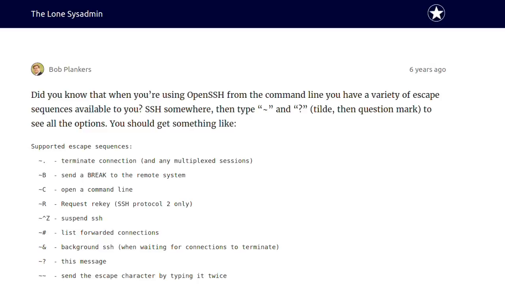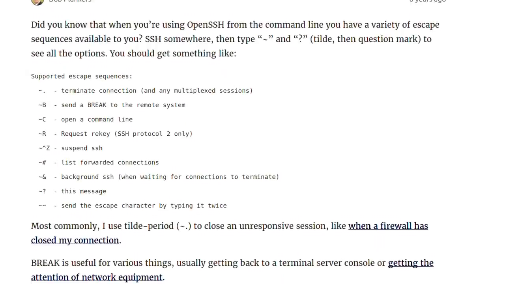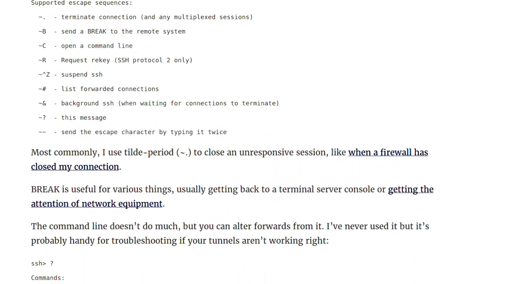To terminate the connection and any multiplexed sessions. ~B sends a break to the remote system. ~C opens a command line. We'll get to that. A command line? ~R requests a rekey. That would be interesting to see in effect. I'd run a tcpdump and then do a rekey and see what you see going.